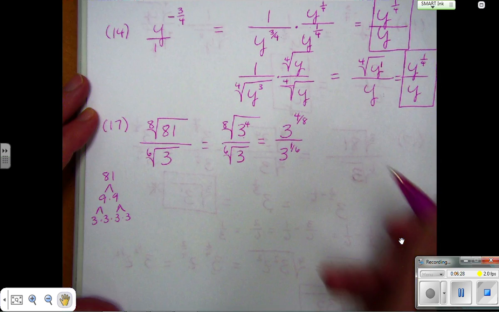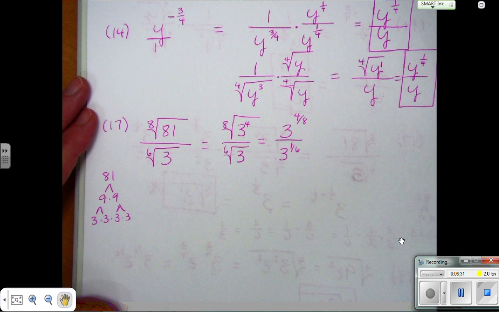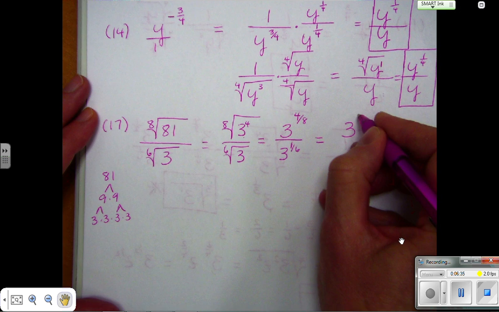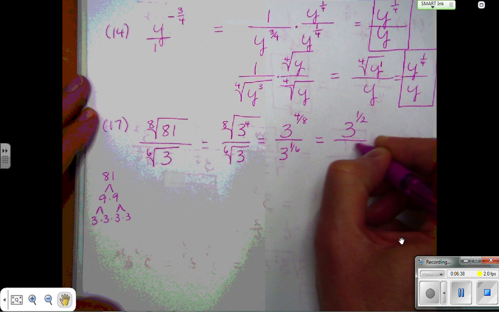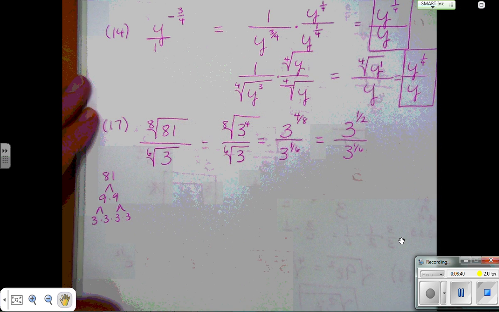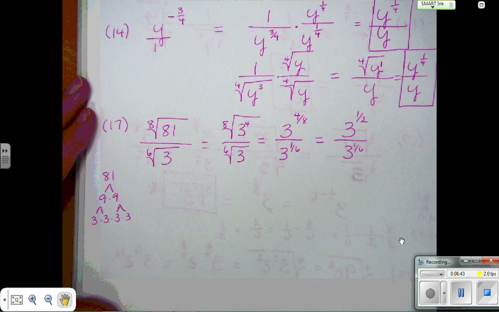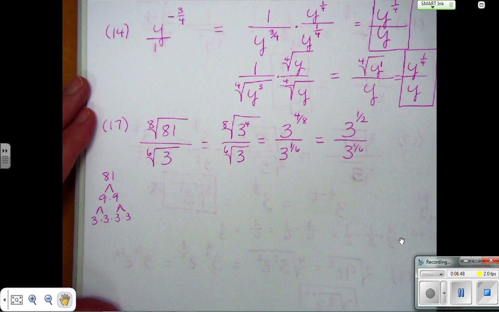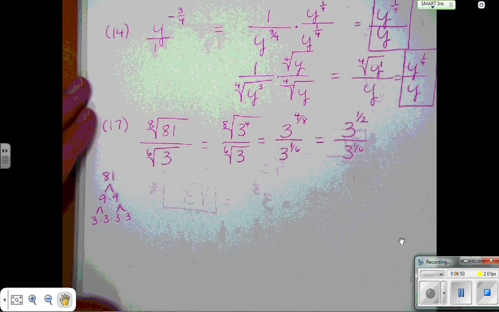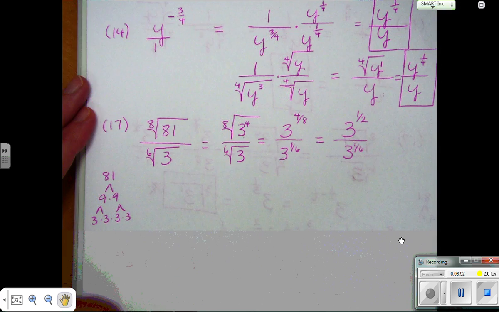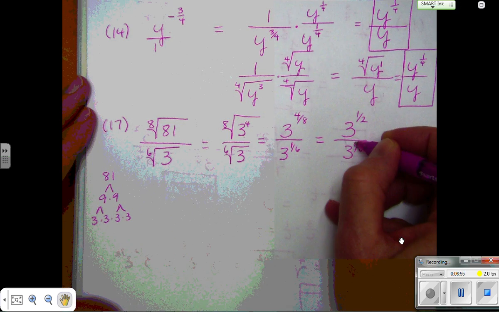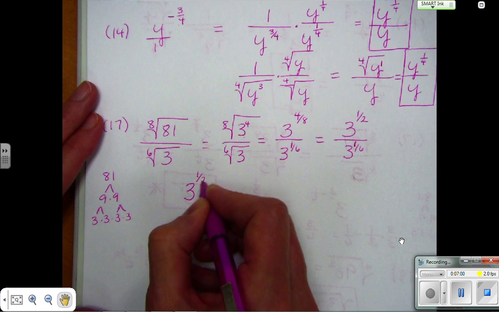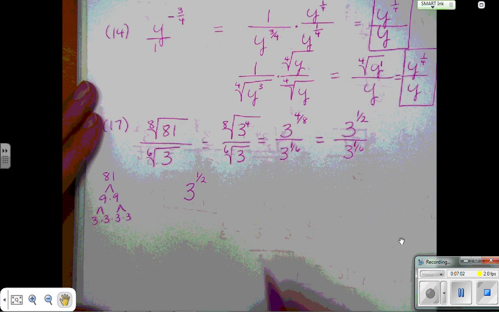Now the numerator exponent I can simplify. They both have a factor of 4, so that's going to be 3 to the 1/2 over 3 to the 1/6. Now when I have the same bases dividing each other, the rule is to subtract their exponents. So instead of trying to rationalize and everything, let's simplify this by subtracting the exponents. So I have my base. I write down the numerator exponent first, minus the denominator exponent.